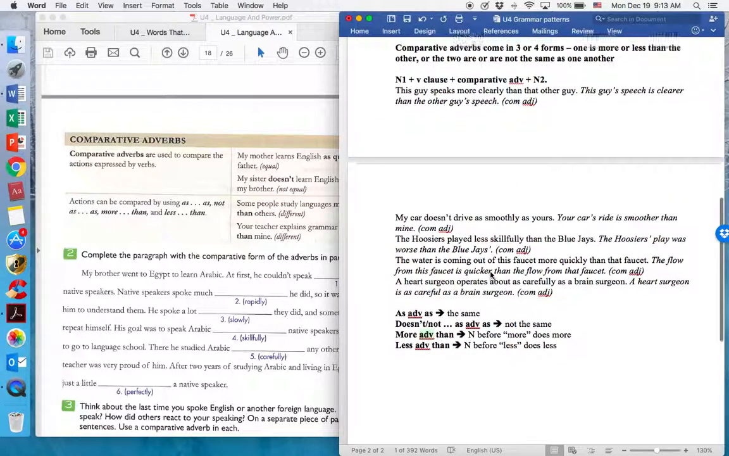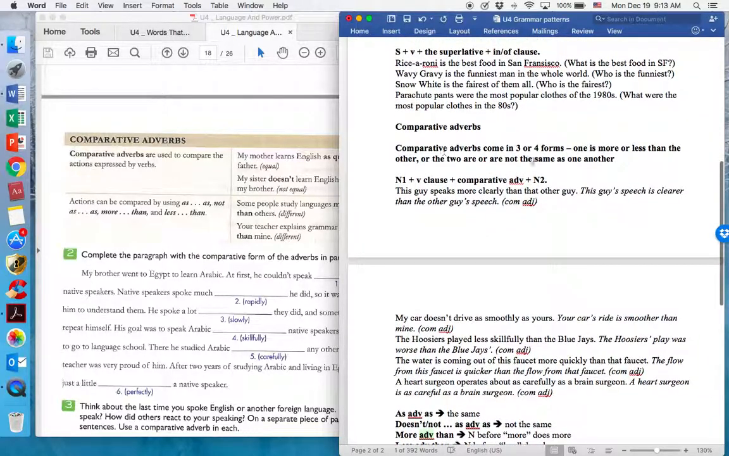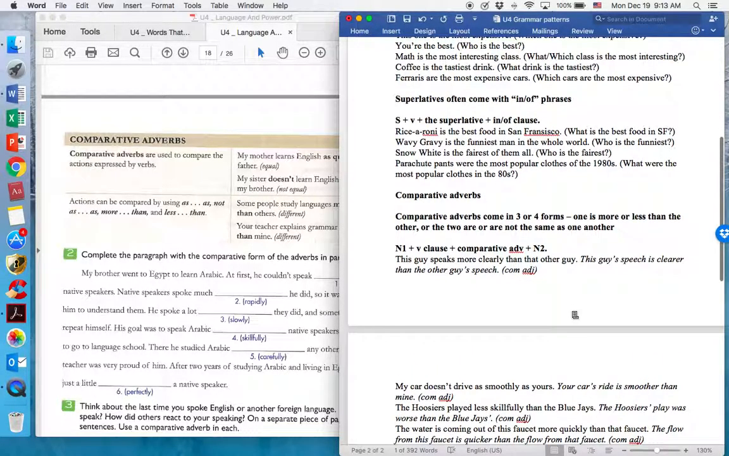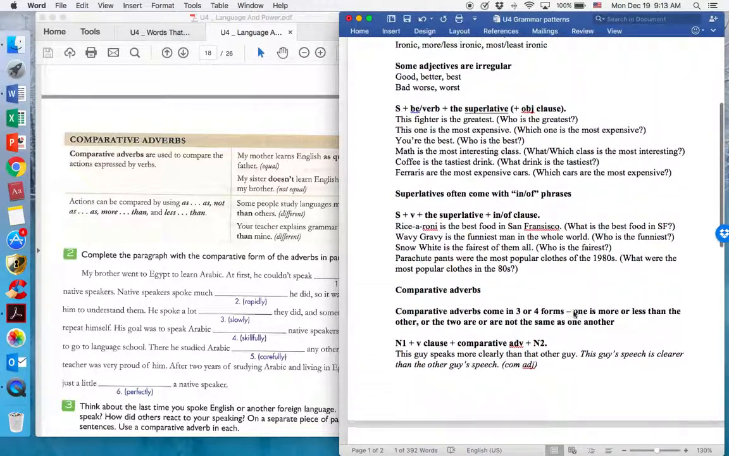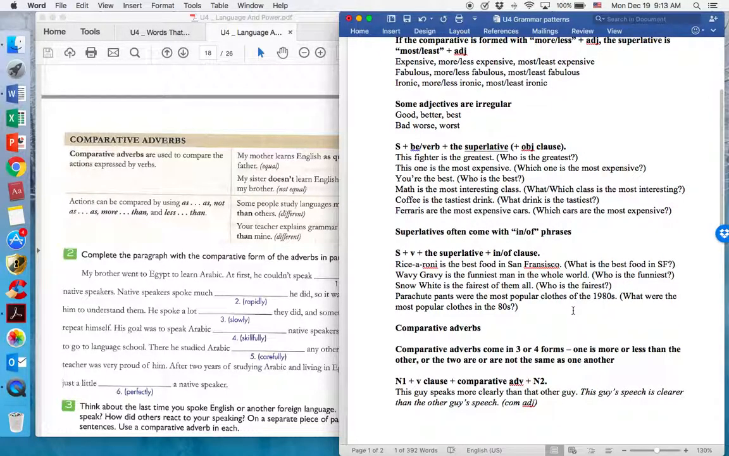Comparative adverbs, make sure that you always include the more adverb than or the as adverb as, and then pay attention to your meaning, right? Is one more than the other? Is one less than the other? Are they the same? Are they not the same?